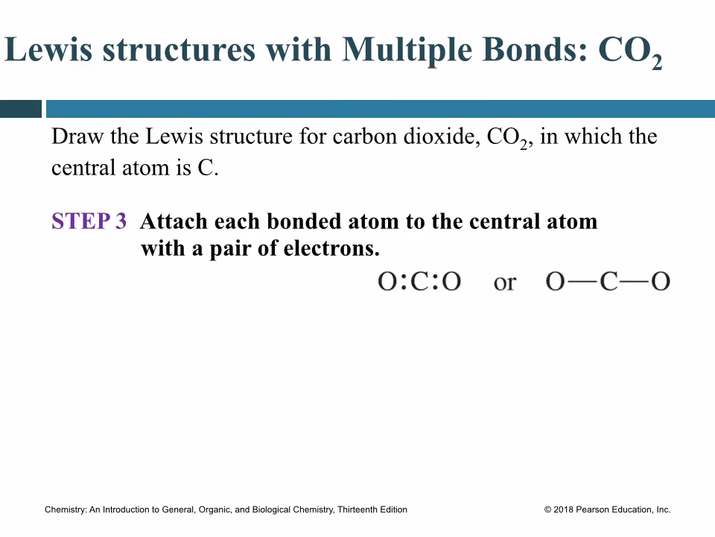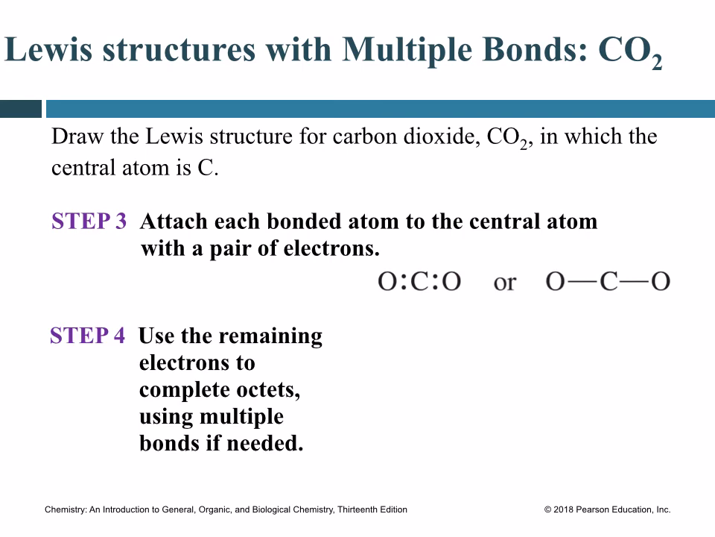Step 3, place a pair of bonding electrons between each atom and the central atom. You have used 4 electrons. Now 12 electrons remain. Step 4, place the remaining electrons to complete octets, starting with the atoms around the central atom.